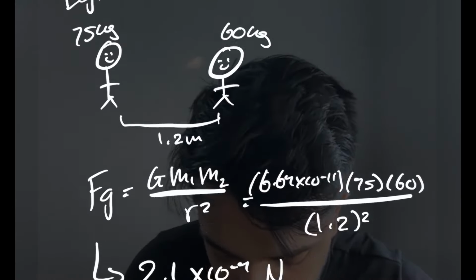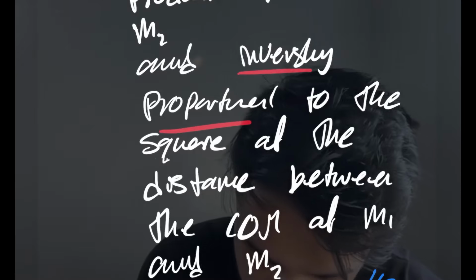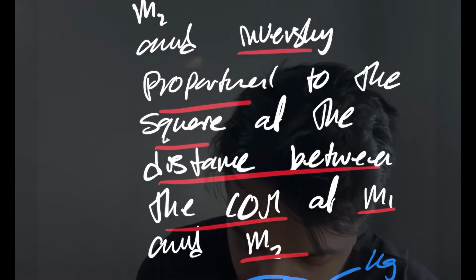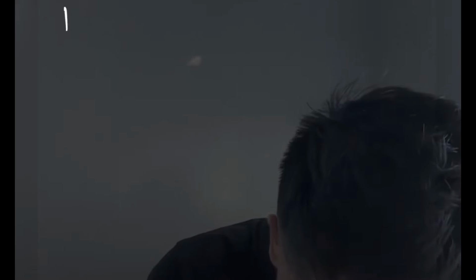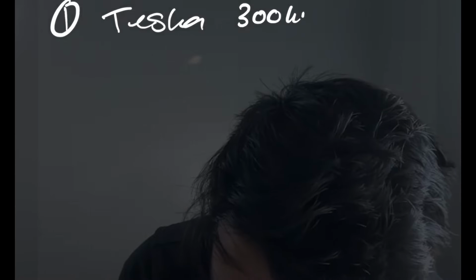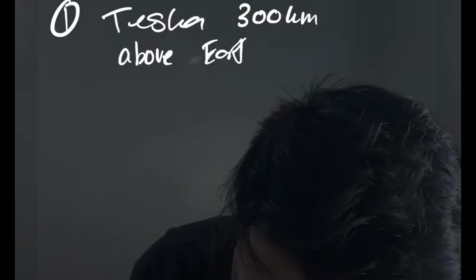And that comes from the fact that in our definition, the force is inversely proportional to the square of the distance between the center of mass of m1 and m2. So for the first problem, if you remember, Elon Musk put a Tesla in space. So there is a Tesla 300 kilometers above Earth surface.